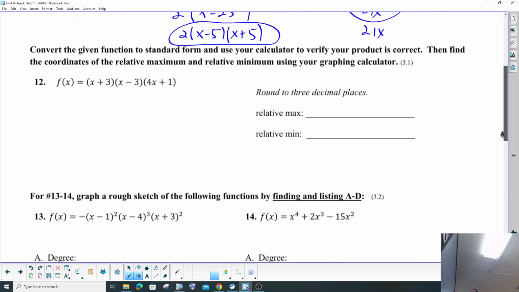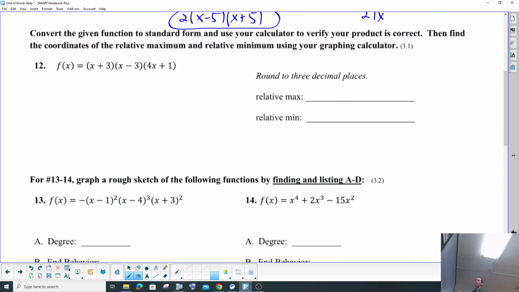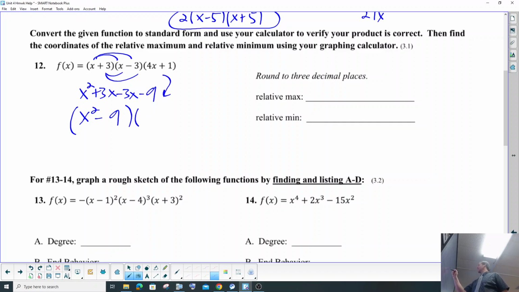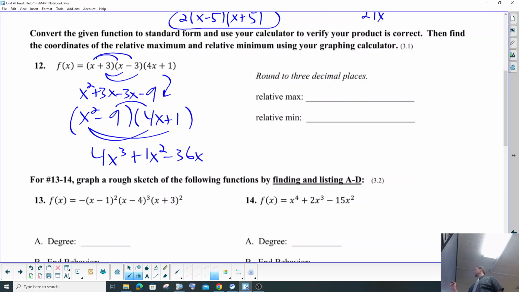Also, this one, I don't know if we put that on the test this year, but maybe next year. So we'll show it to you. You want to go ahead and factor it. No, seashell. So we get x squared plus 3x minus 9, so that's x squared minus 9. We're just seashelling, and then we bring down the 4x plus 1. X squared times 4 is 4x to the third power. X squared times 1 is 1x squared. Negative 9 times 4 is negative 36x. Negative 9 times 1 is negative 9.